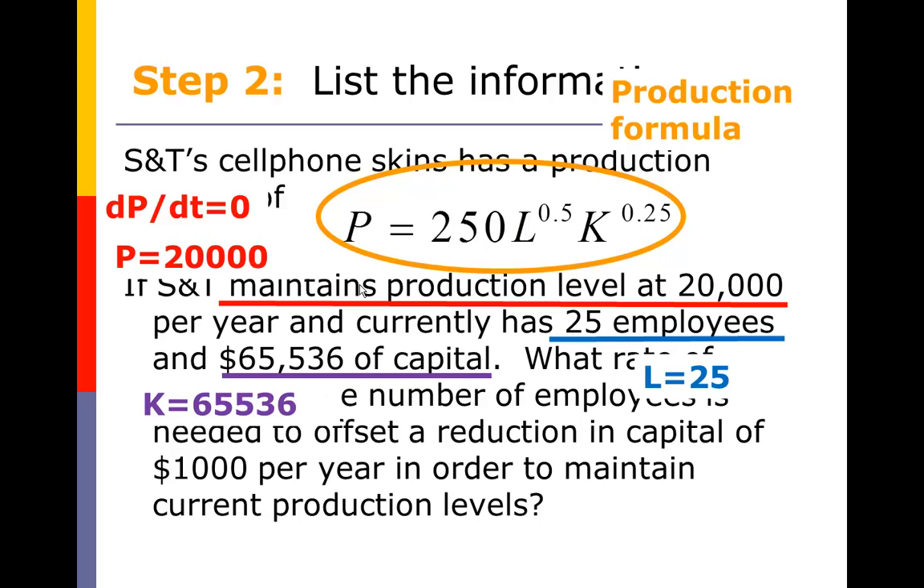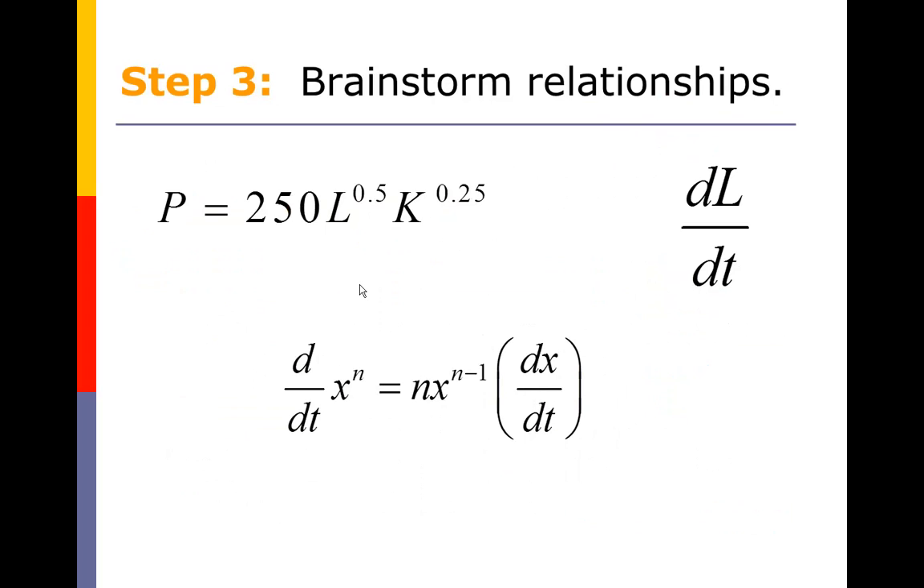Other pieces of information, we have labor is 25, we've got capital is 65,536, so those are nice straightforward numbers. And we also have dK/dt is equal to negative 1,000. Our capital is reducing, so that's a change word there, reduction, changing, it's going down, it's decreasing. And so that's why we have a negative 1,000 because of the decreasing, and we're using dK because we're talking about capital. So that's our information.